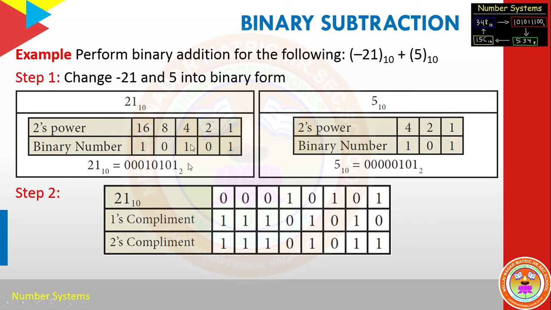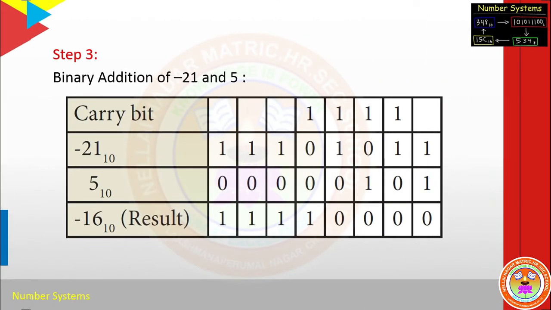Okay, so after finishing this, we are going to do the binary addition calculation for the given numbers minus 21 base 10 plus 5 base 10. Okay, right, we'll see that. See the next step. Now, this is a tabular column with the binary format of minus 21 base 10 here and the binary format of 5 base 10 here.